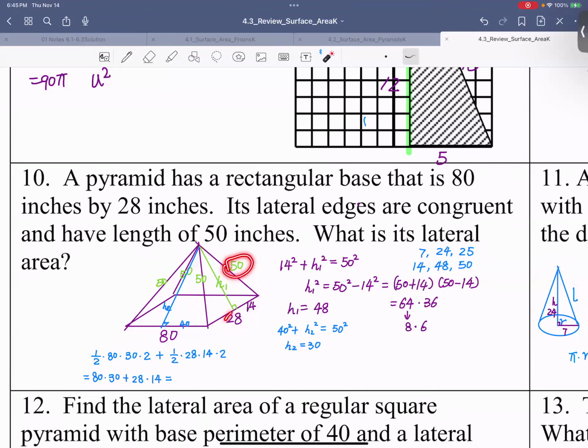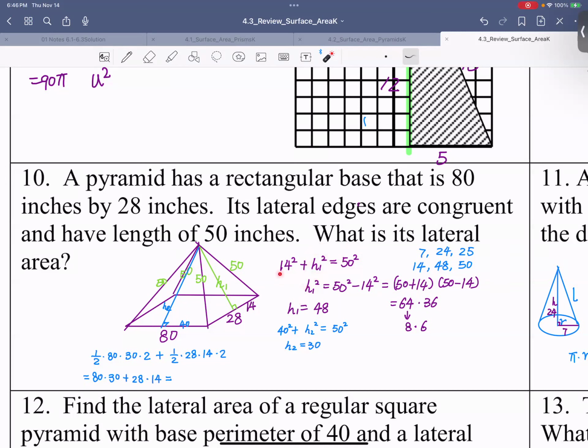This is 50. This is 14. So we want to calculate that line, which is h1. So 14 squared plus h1 squared equals 50 squared. Make sense?